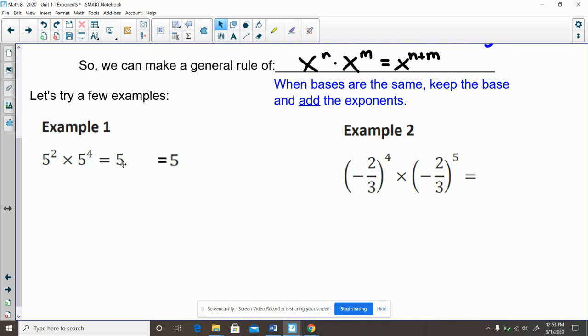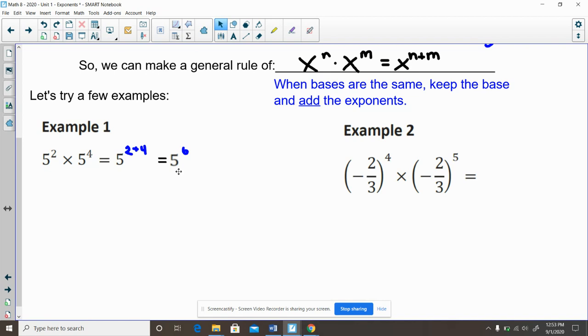5 is going to remain our base, and then we're going to add our exponents. 5 remains our base, and we get 6. Now this intermediate step here is really useful when we're just starting to learn, but eventually I'm going to stop writing that step, and you can as well. So just going right from here to here is acceptable. You can just write 5 to the 6th power.